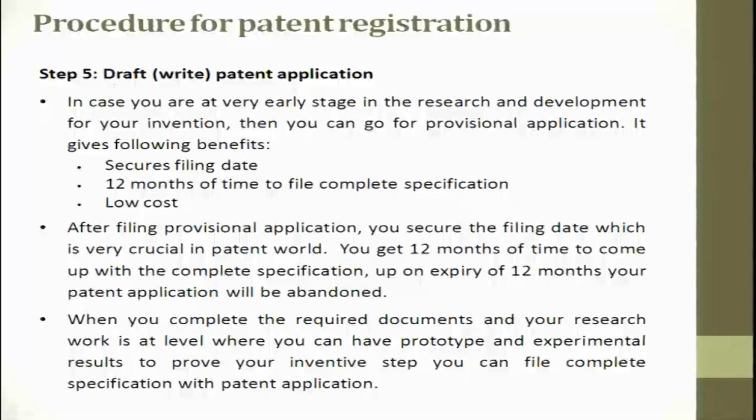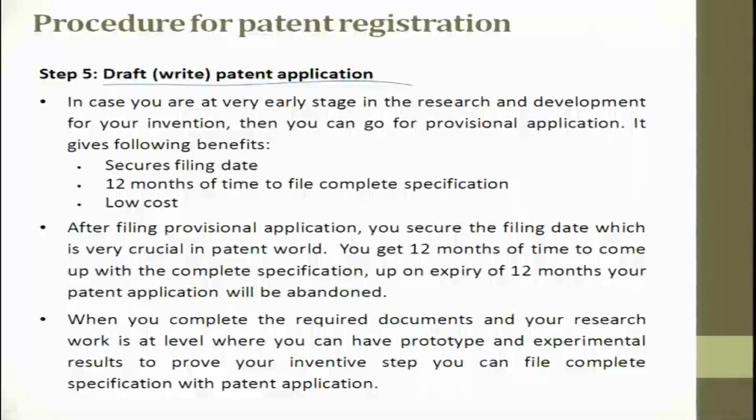Then we start writing the draft. Writing the draft of a patent is really an art. So, we have professionals available for it. So, you give your idea, the professionals take the idea and start working on it and then try to give a solution. In case you are at a very early stage in research and development for your invention, then you can go for a provisional application.